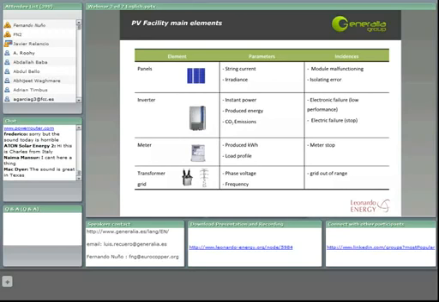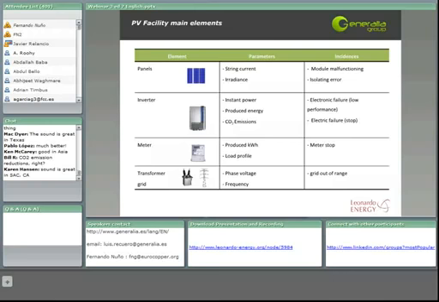The parameters to be monitored in the inverter are the instant power, the produced energy, and the CO2 emissions. The main incidences that we might find in the inverter are the electronic failure and the electric failure. This last one means the stop of the whole PV facility, so it's an incidence to be analyzed. Anyway, we will go through these incidences during the next slides.